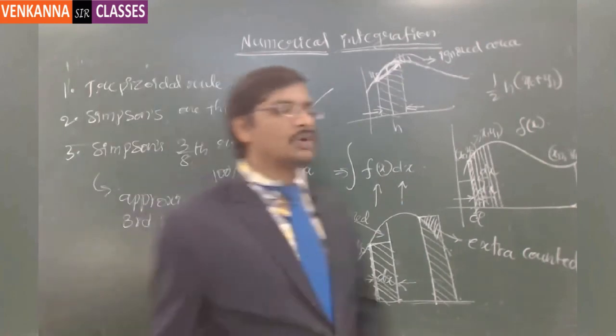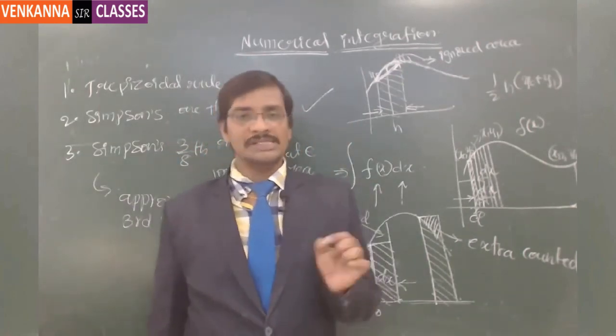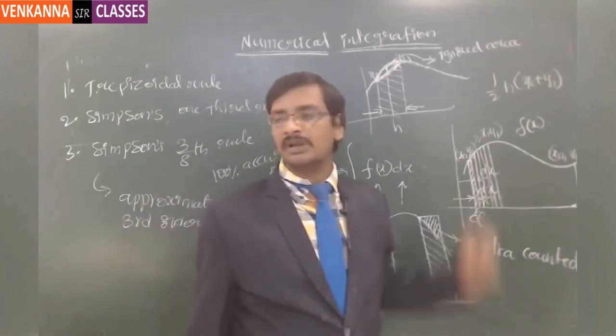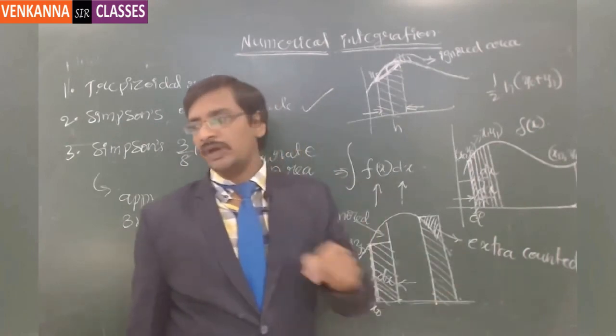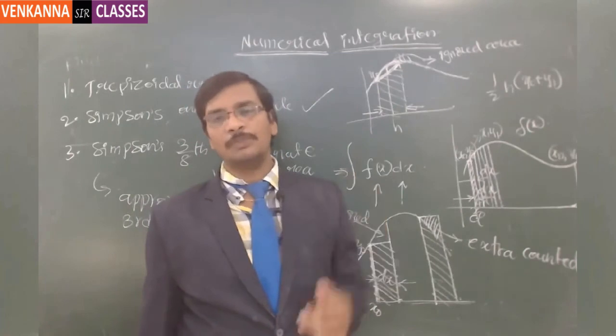So all these methods we are talking about are not to calculate the error. This is to find out the value of the integration, that is nothing but the area under this particular curve. But the area we get is more accurate if we increase the order of the polynomial.